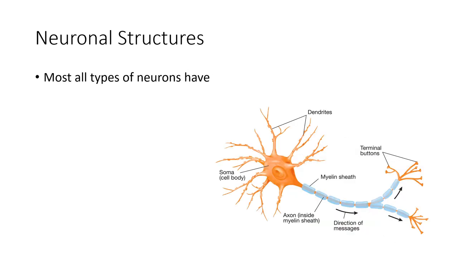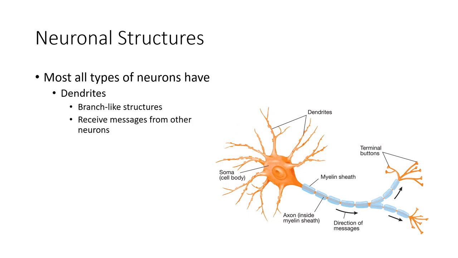Now, thus far we've been talking about the cell body or the soma and what is inside the cell body. Most types of neurons have a cell body. They also have what are called dendrites, and those are these branch-like structures that are coming off of the cell body here. The dendrites receive messages from neighboring neurons, so signals sent from neighboring neurons all around will be received by this neuron from its dendrites here.